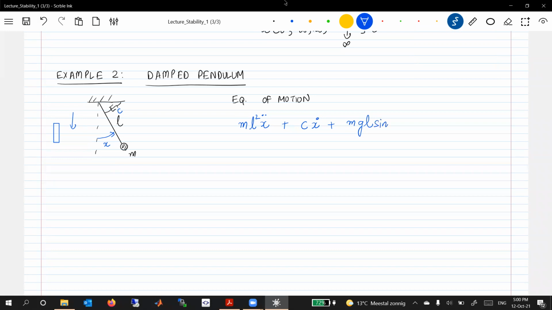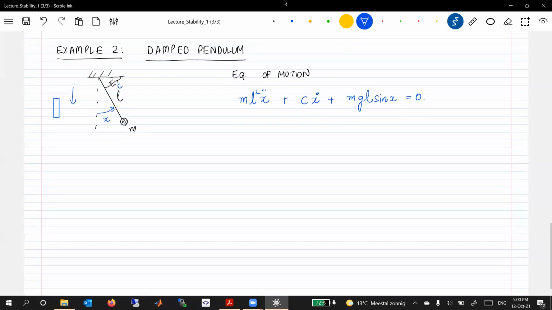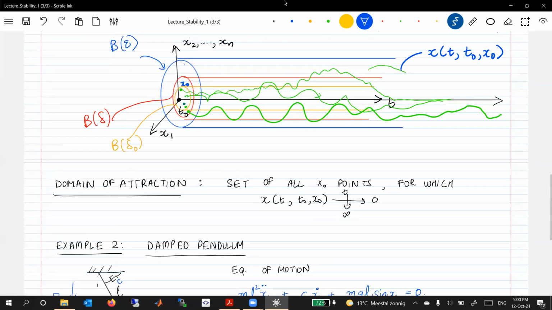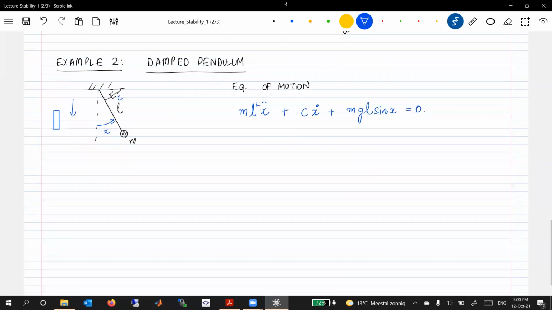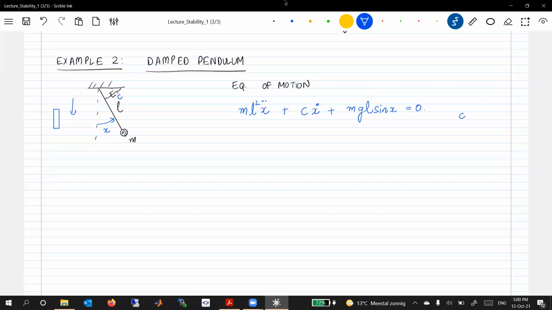Okay, mgL sine x. Right, because that's the force that is acting, and that's the torque that is acting due to gravity. And so let's also assume that we have slightly perturbed our original system, which was undamped, by adding a little bit of damping here. So damping is a parameter c, which is much less than 1, but it's still positive.